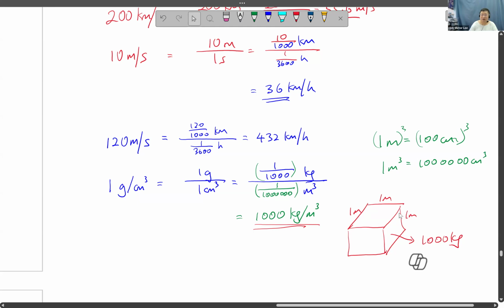1 meter by 1 meter, a small bathtub, 1 meter by 1 meter. It's not very big, you know. You know what's 1 meter, right? 1 meter times 1 meter times 1 meter, the entire mass is 1,000 kg. That's a lot. Okay?